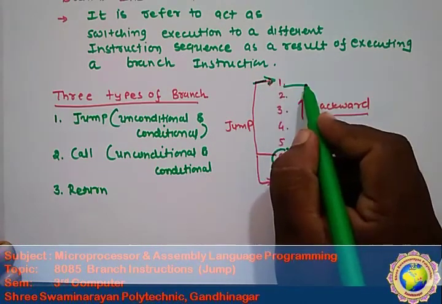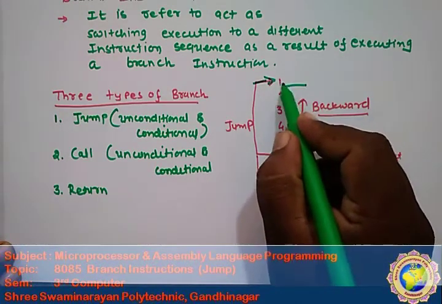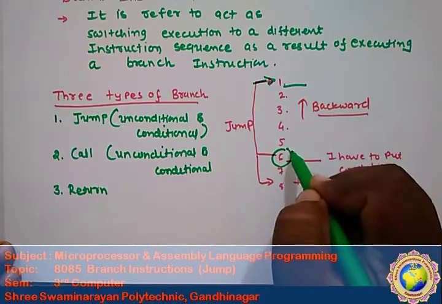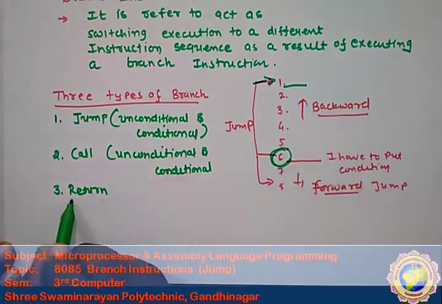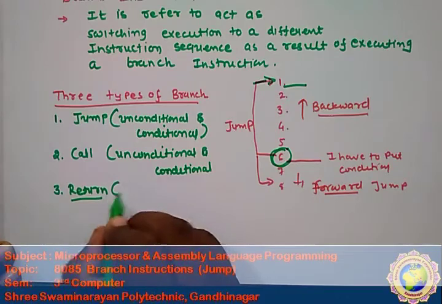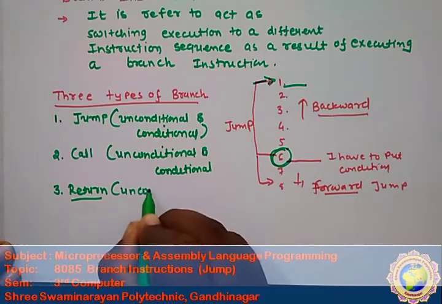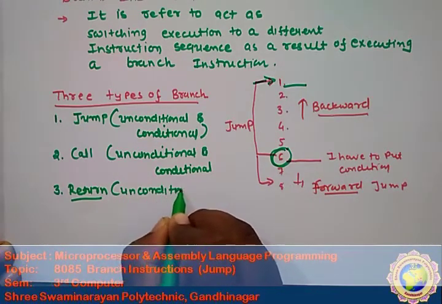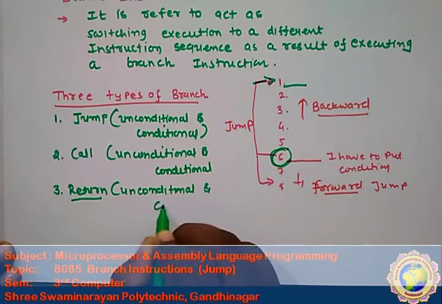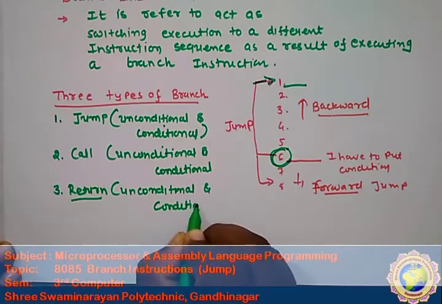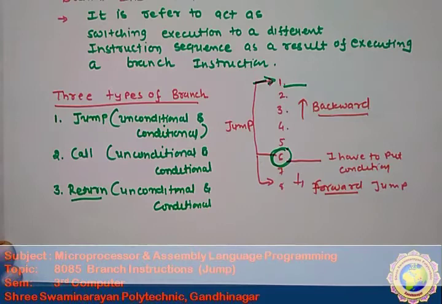After the execution of instruction number 1, we have to jump again to instruction number 6. That's why this return is required. There are two types of return: one is unconditional and the second is conditional. So these are the branch instructions that we have studied. Now, what is the jump? First we are going to discuss the unconditional jump.